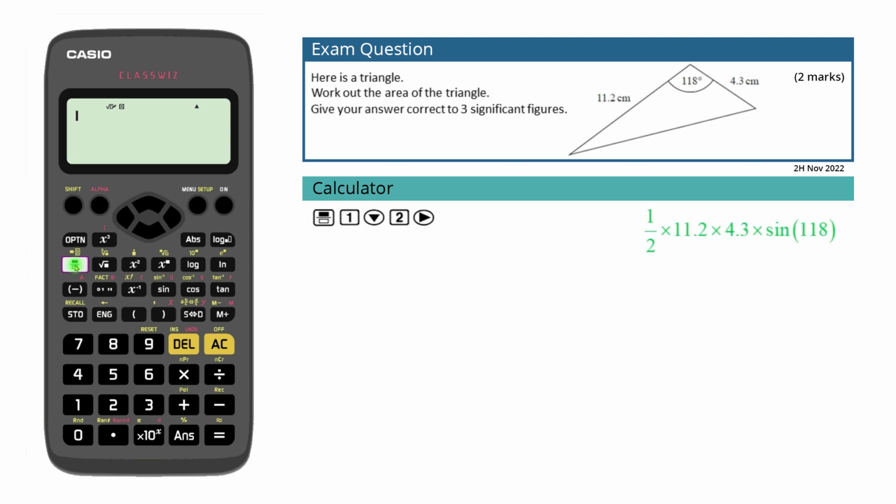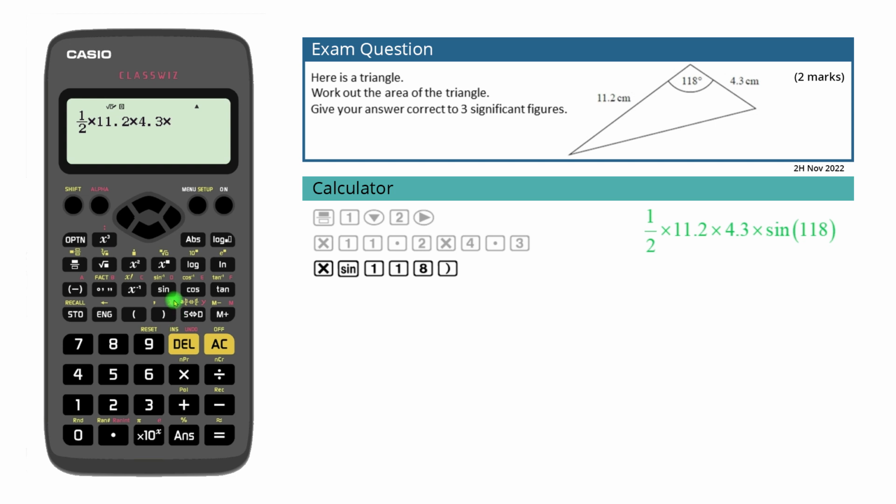Press the fraction button, enter 1 in the numerator, scroll down and press 2 in the denominator. Scroll right to exit from the fraction. Now multiply by 11.2 and multiply again by 4.3. Then we can multiply by sine 118. Don't forget to close the bracket and press equals. And the answer is 21.3 centimetres squared. Again, remembering to round as was asked in the question.